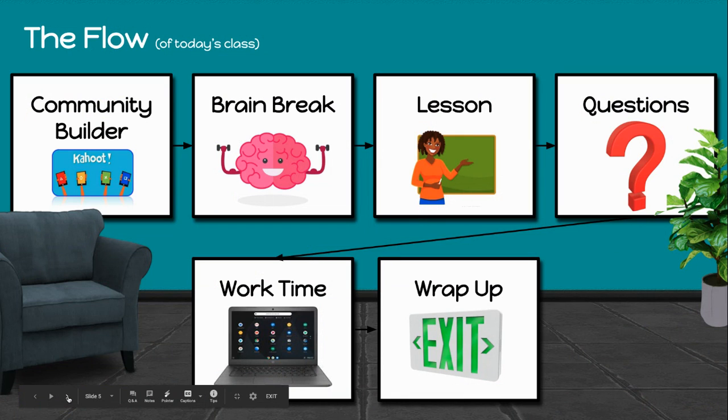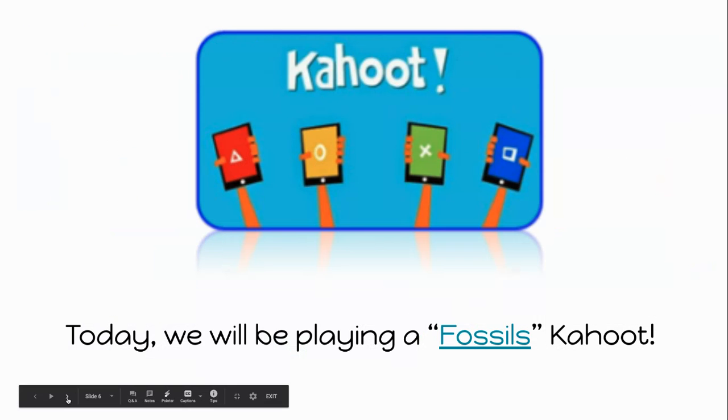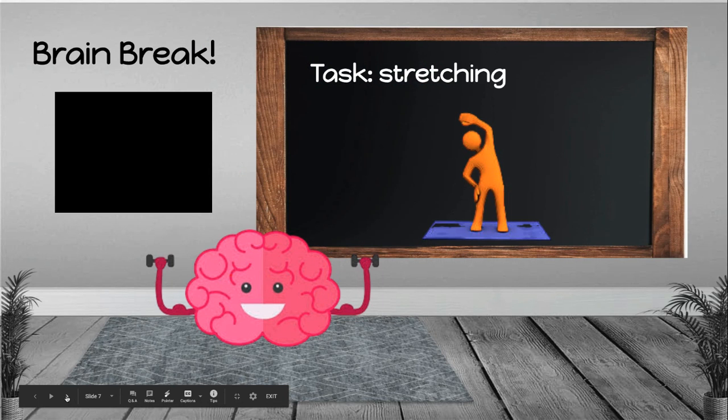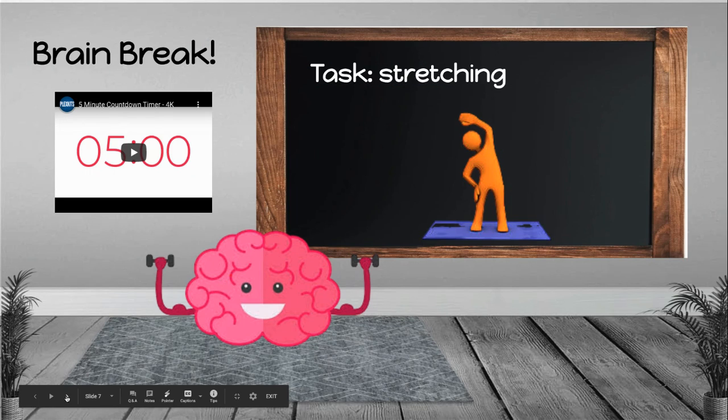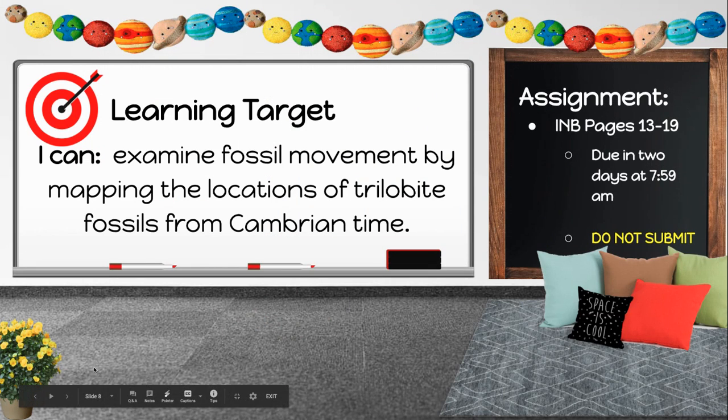The flow of today's class is a community builder. We'll take a brain break, go over the lesson, answer any questions you might have, some work time, and then check out with our FISTA 4 reflection poll. So for today, we're going to play a fossils Kahoot to learn some new information about fossils and review some old information that we learned from our last scope. Then we'll take our brain break and review our learning target.